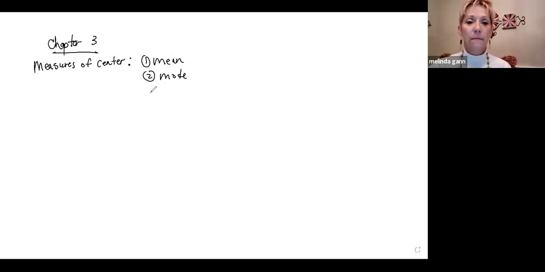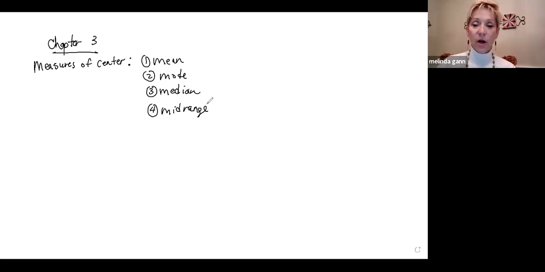mode, median, and mid-range. Remember, a mean is when you add all the numbers up and divide by how many there are. Remember, mode is the piece of data that occurs most often. Okay. Median is the number in the middle when the list is in order. And remember, mid-range is when you take your high and your low and you add them and divide by 2.